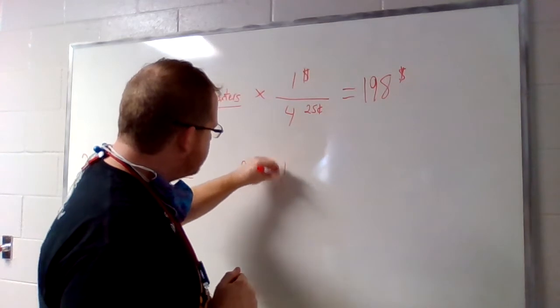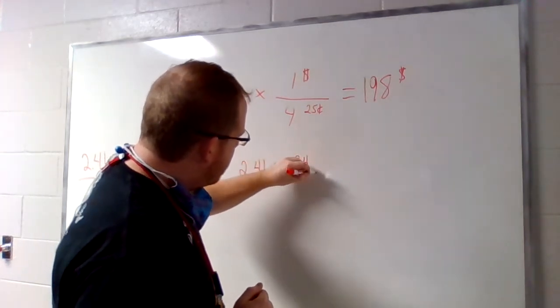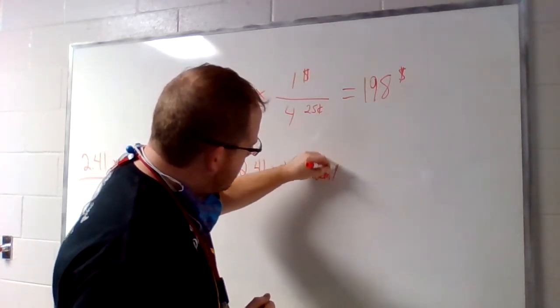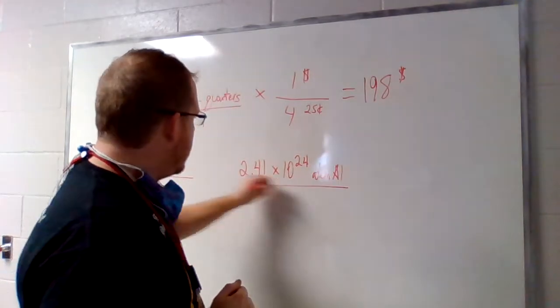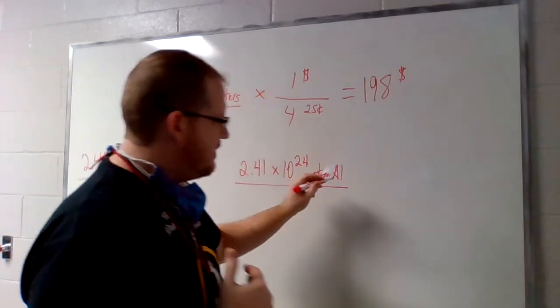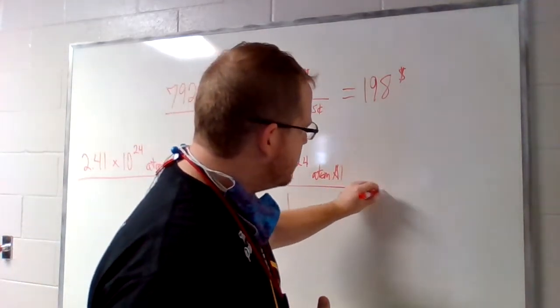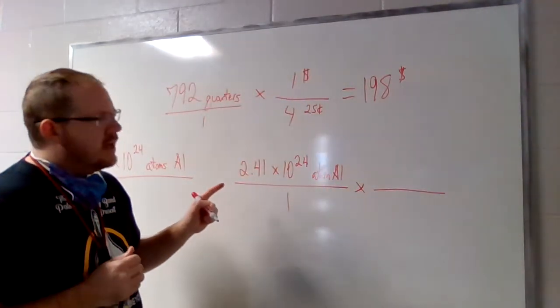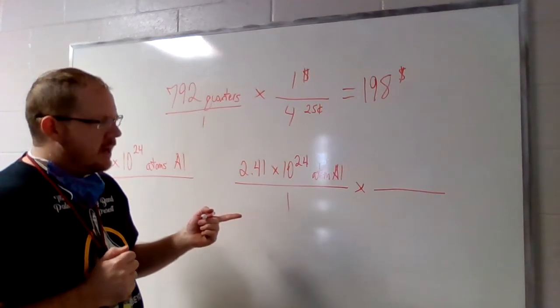2.41 times 10 to the 24th atoms of aluminum. I'm going to divide by 1. That's just for me. You don't have to do this if you don't want to, but I divide by 1 just to show me what's on top and what's on bottom. And now I need to bring in Avogadro's number.